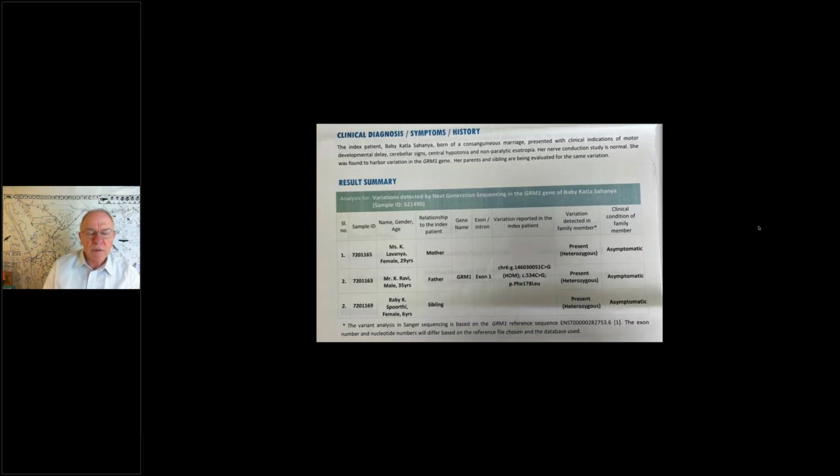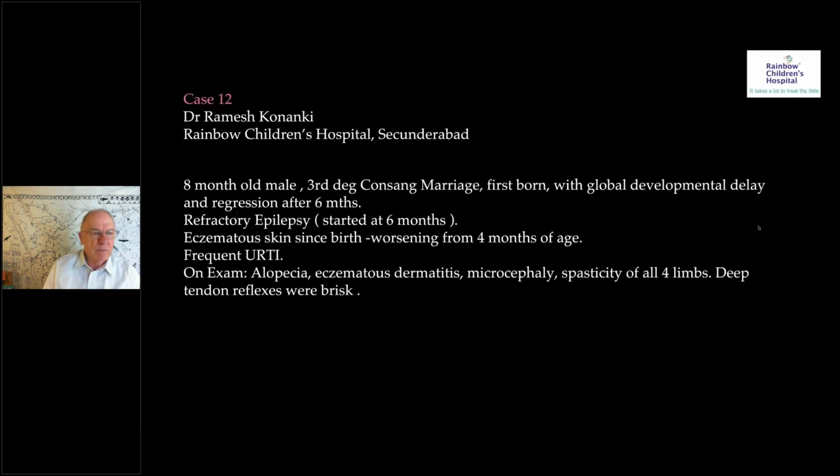Going on to our last case. It's an 8-month-old male born to third-degree consanguineous parents. Good evening, sir. This is Sudhi. I'll present this one. So this was an 8-month-old male child born to third-degree consanguinity. They had come at 8 months of age with complaints of developmental delay and refractory epilepsy.